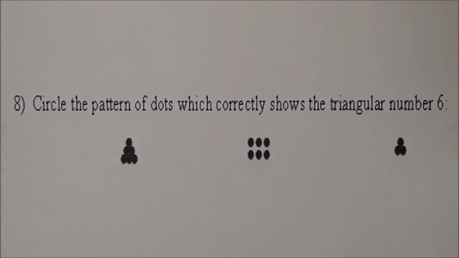Very good. Number 8, Raphael, read it. Circle the pattern of dots which correctly shows the triangular number 6. Now, Grade 6 students, even if you don't know what triangular numbers are, you don't need to worry about that. Just look at the drawings and use your common sense and work it out.